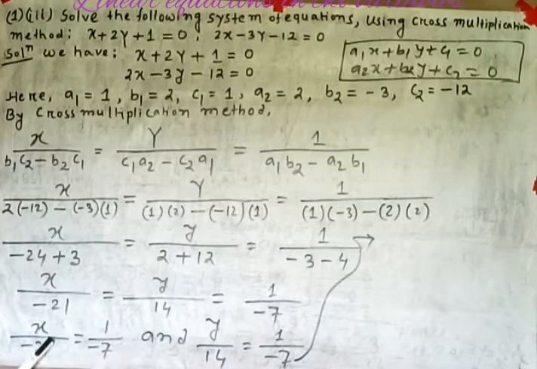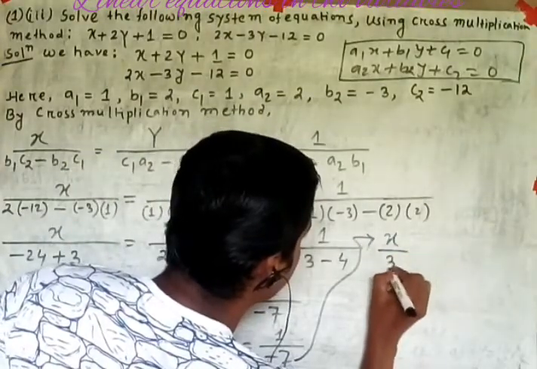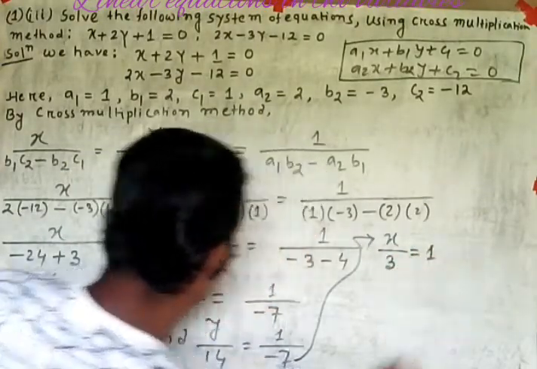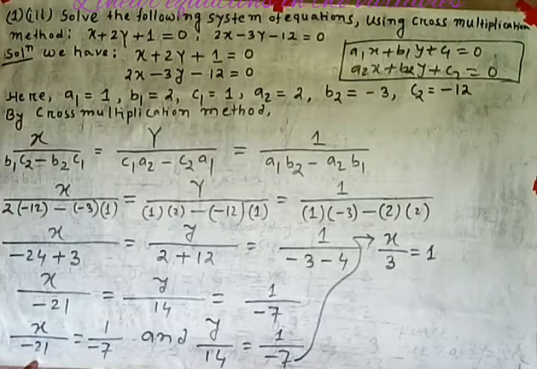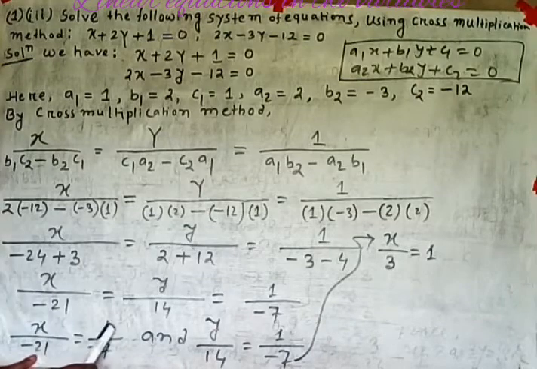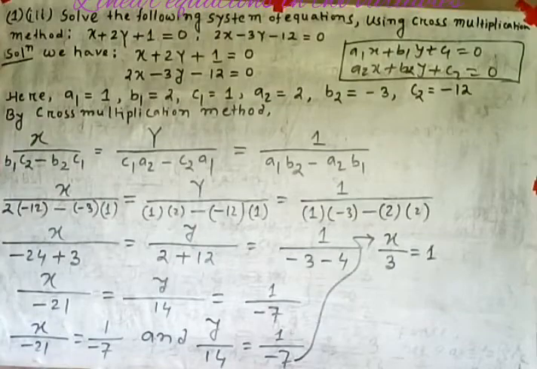If you divide 21 by 7, what is the result? 7 into 3, 21. So it will come x divided by 3 equal to 1, because 7 is dividing 7, 7 threes are 21, minus cancel. So what remains? Only 3 on this side, and on the right side only 1. So x divided by 3 equal to 1.